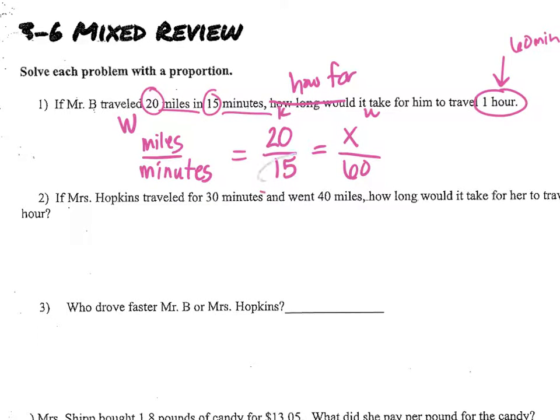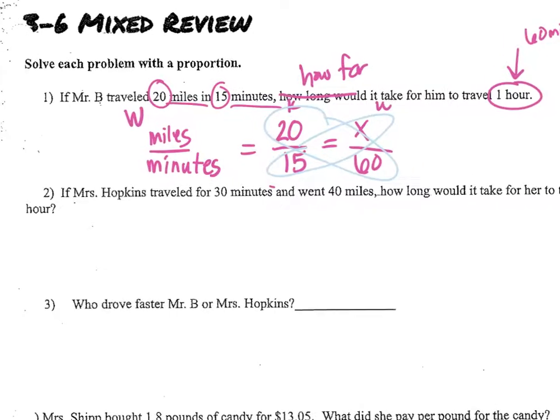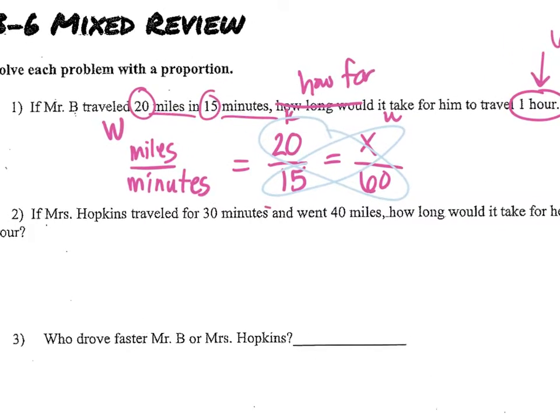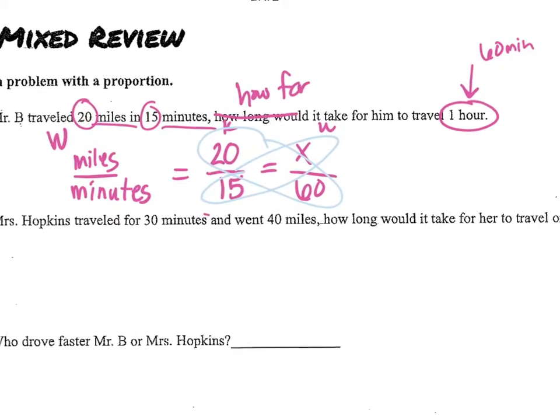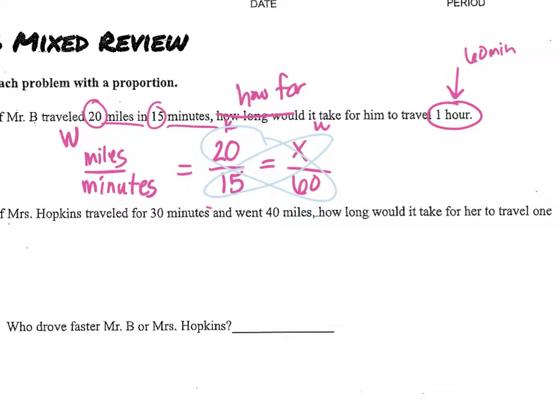And then we can cross multiply, divide. Or can you see, can 15 go evenly into 60? Yes, 4 times. It can go in there 4 times. So we can multiply the bottom and the top by 4. If you cannot see that, that is okay. Yes, it'll be 80. You can always cross multiply and divide and you'll get the same answer. So he can go 80 miles in an hour.